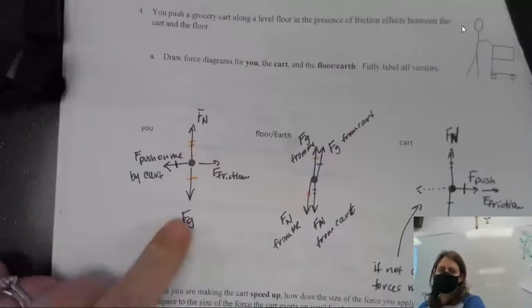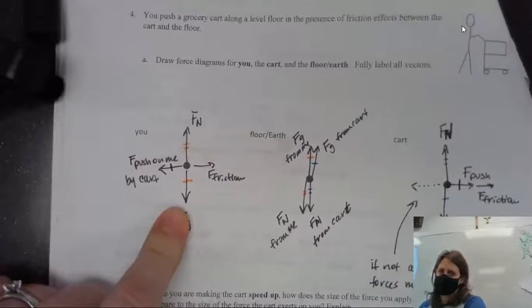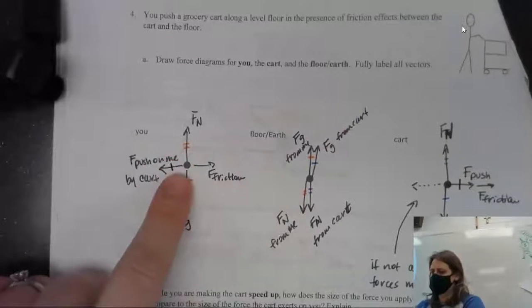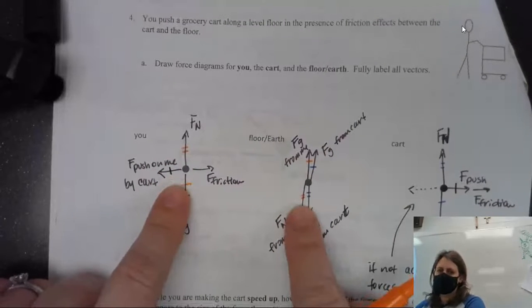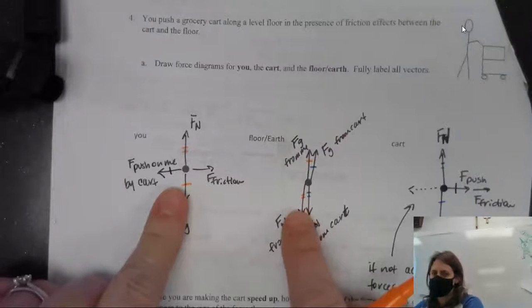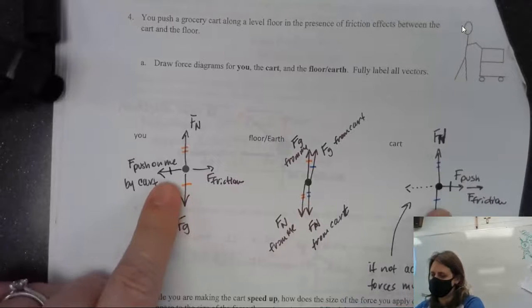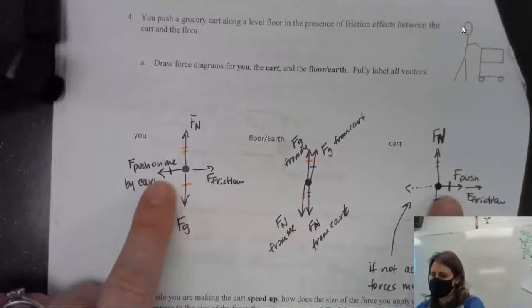I kind of did that with colors and slashes. So the ones that were orange that were associated with me, I matched up with the forces on the floor/earth. The blue ones are matched up with the cart, and then I have a single black one that's connecting the cart and me together.